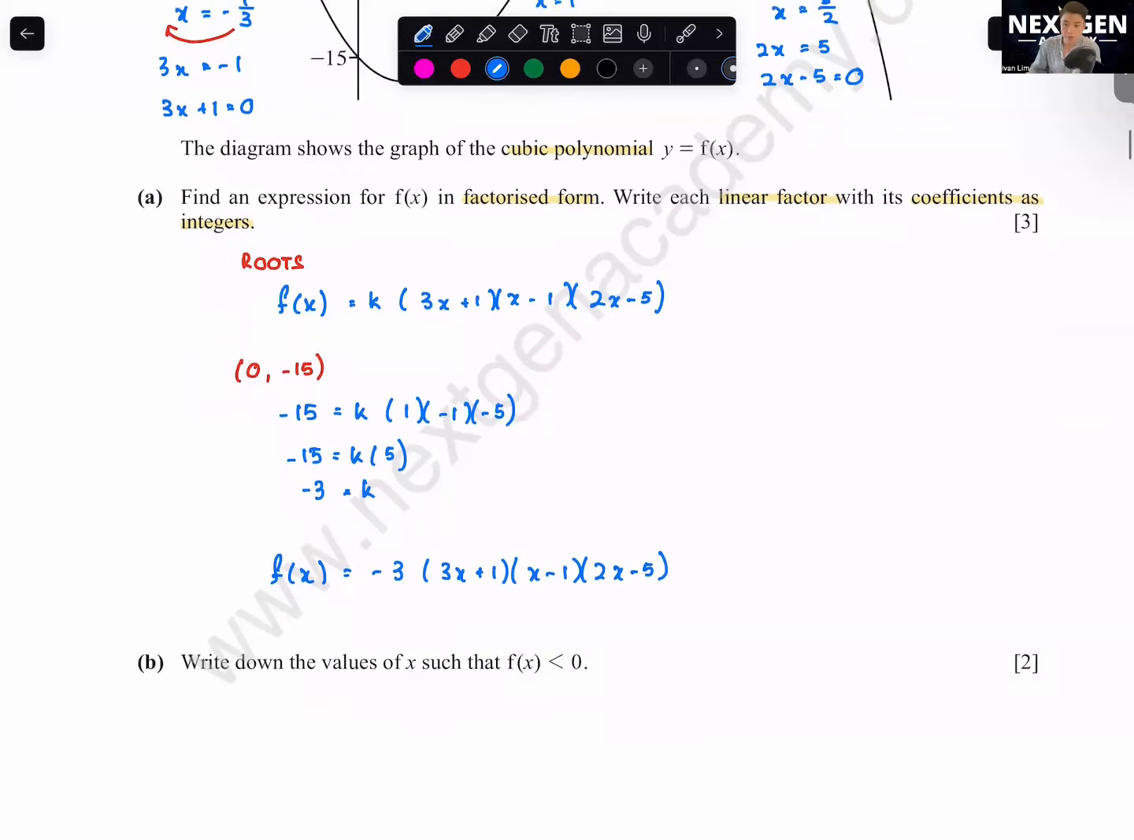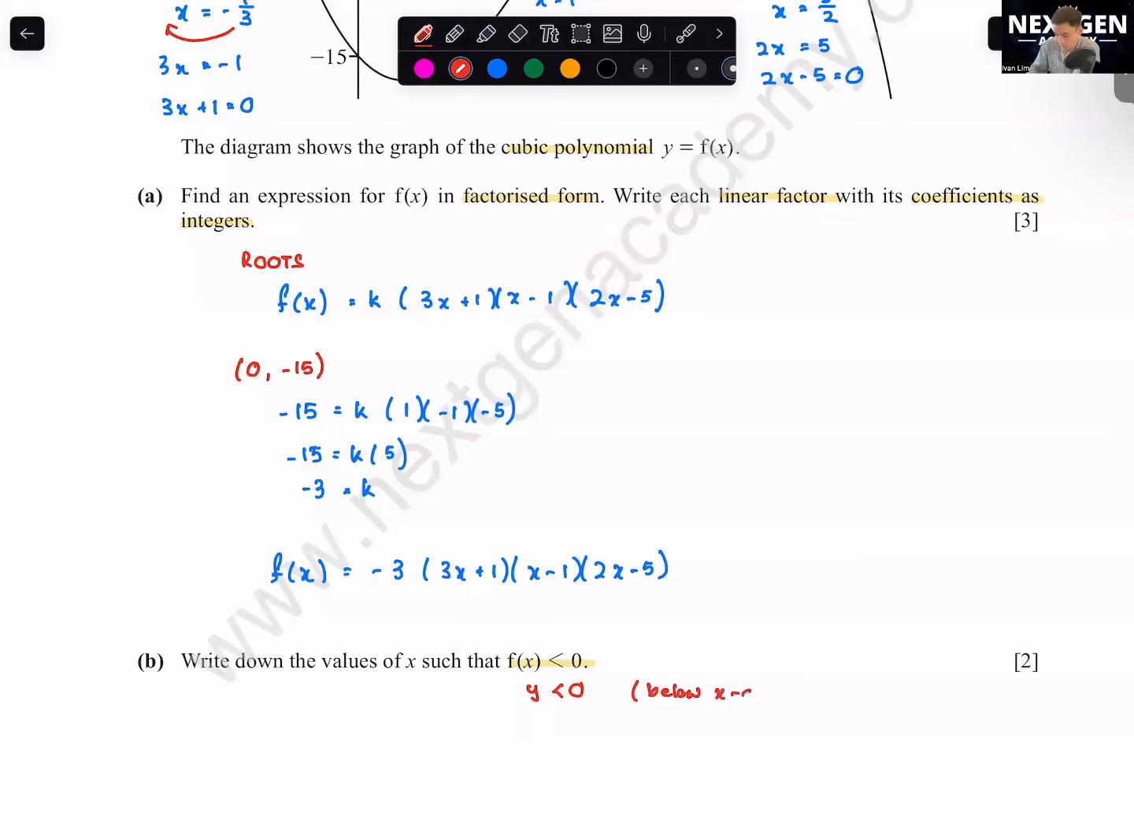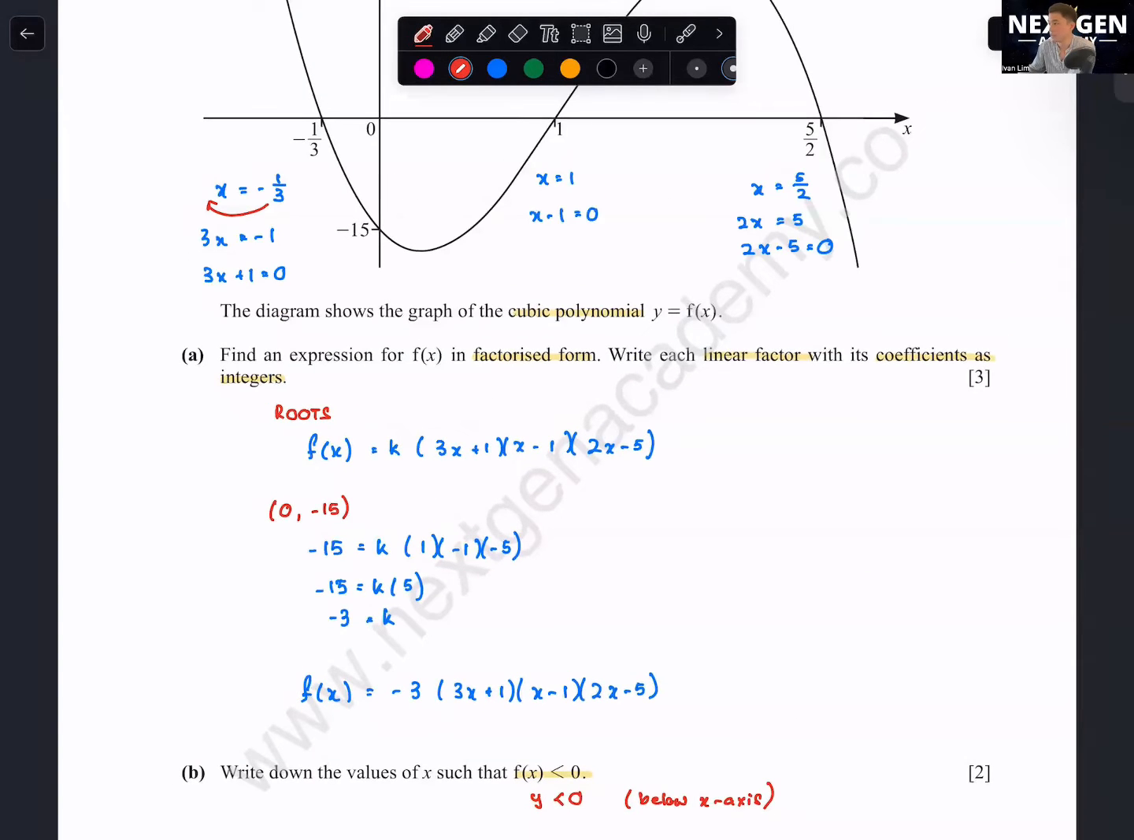Okay, all good? This one, easy, right? This is a warm-up question. Okay, second one. Write down the values of x such that f(x) is less than 0. We need to always understand that f(x) is just y. So where exactly is y less than 0? y less than 0 means below the x-axis. That's all it means.